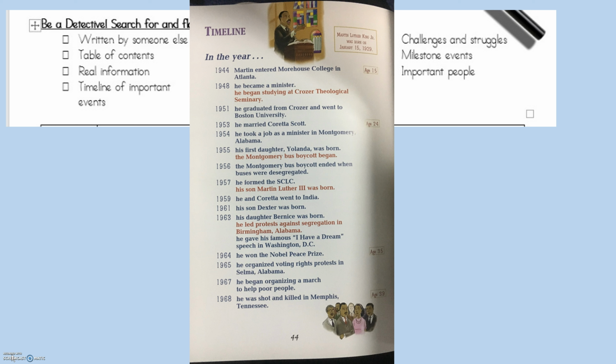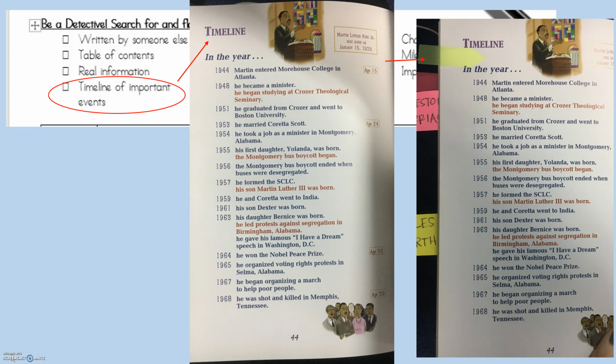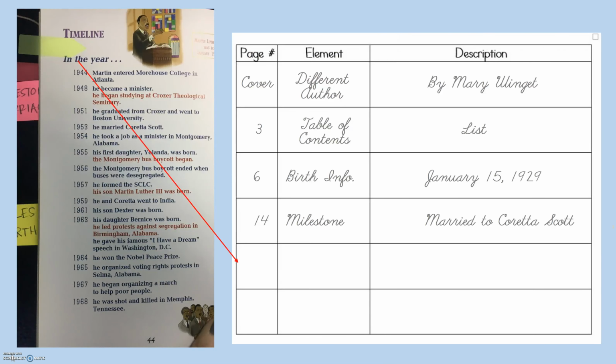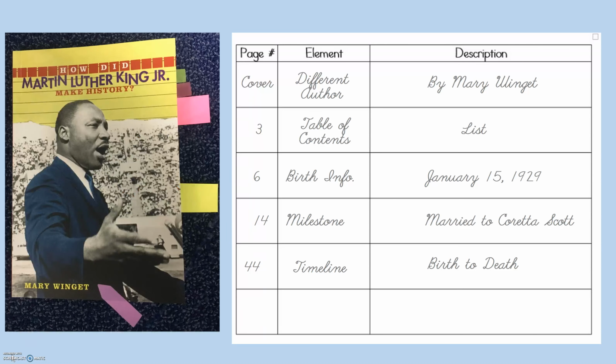Next, I come along and I found the timeline. Now, as you'll notice, a timeline of important events is an important element of a biography. So I'm going to flag that. Then I'm going to take that flag and I'm going to add it to my chart. On page 44, the element is a timeline and the description is birth to death because this timeline covers Martin Luther King's birth all the way to his death.